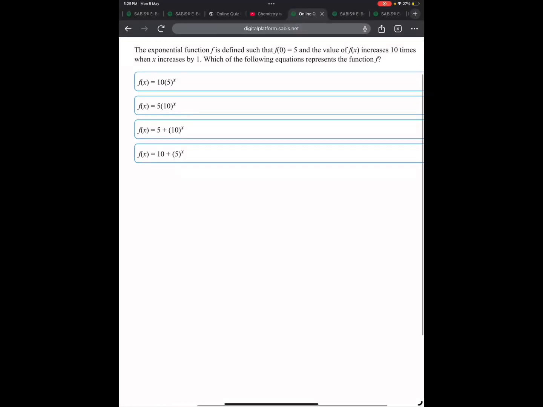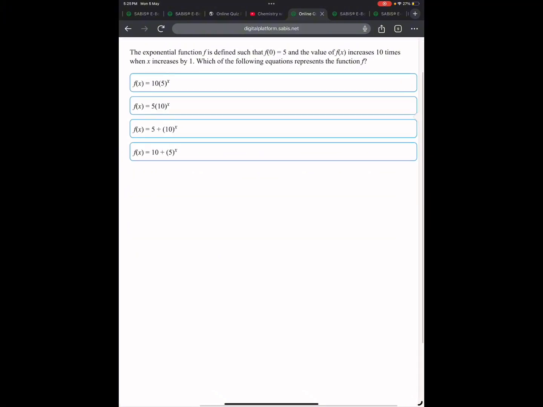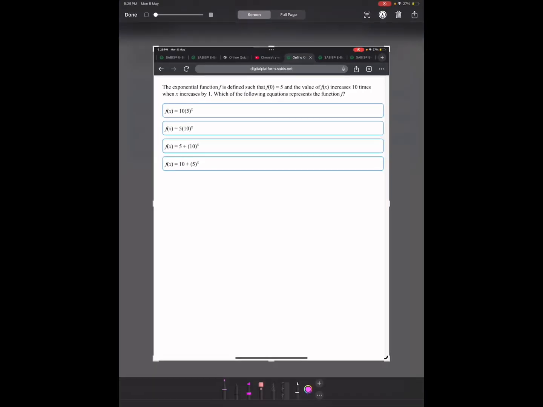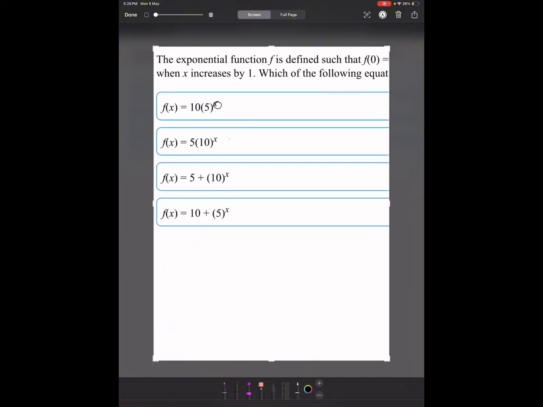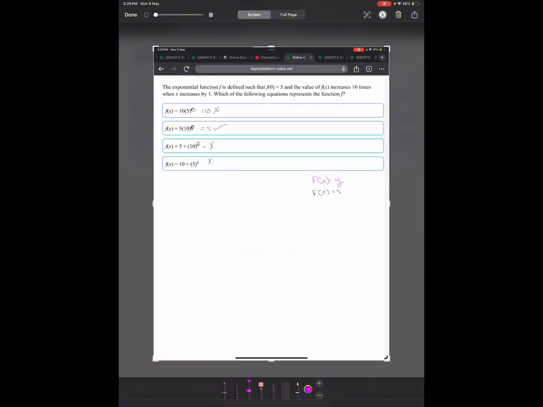It says here the exponential function f is defined such as f of x, which they put instead of x 0 equals 5. What do we know? We know that f of x equals y. They put f of 0 equals 5. This means when you replace x as 0, you should get 5. You replace here by 0, you're not going to get 5. You're going to get 10, so this is wrong. Here by 0, you're going to get 5, this is correct. Here by 0, I don't know what you're going to get. It's going to be wrong, wrong. So this is the only answer.